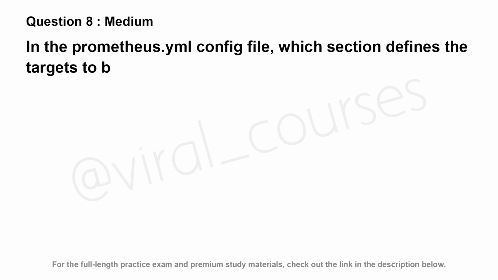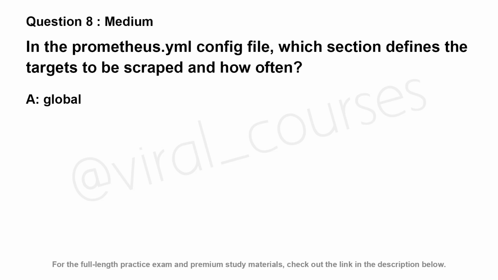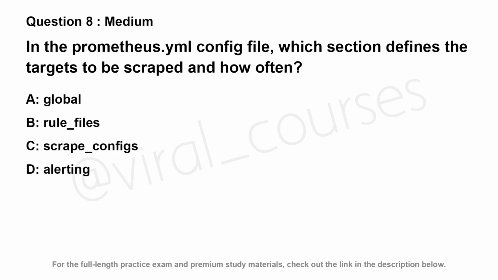In the prometheus.yml config file, which section defines the targets to be scraped and how often? Option A, global. Option B, rule_files. Option C, scrape_configs. Option D, alerting.